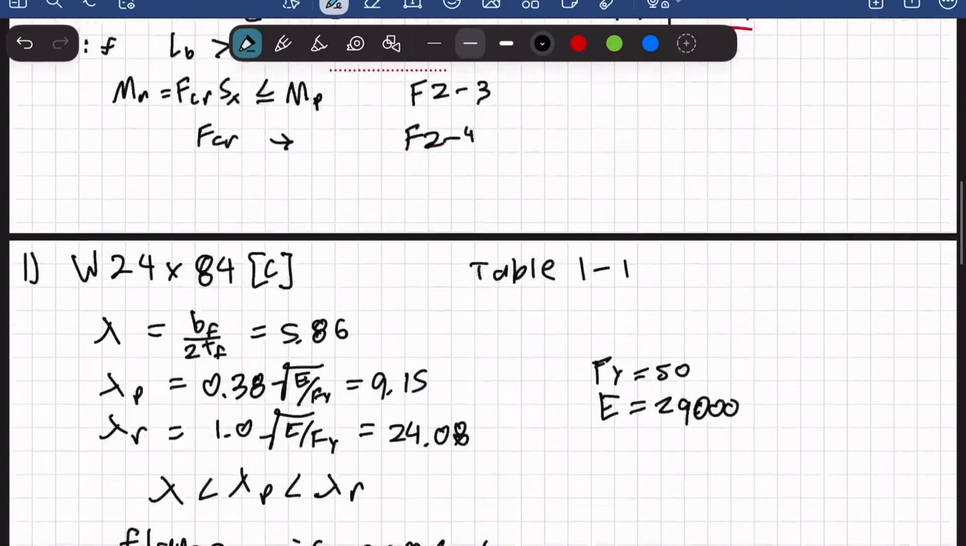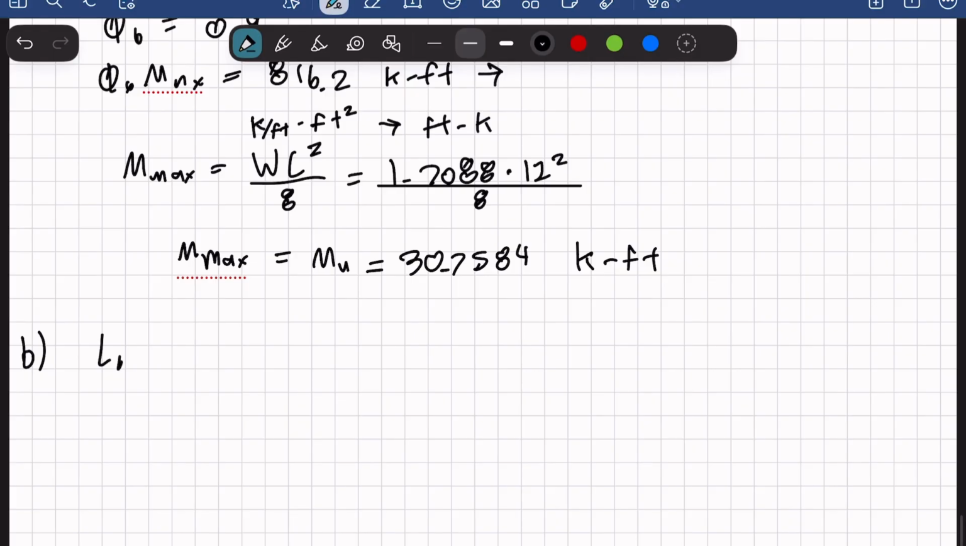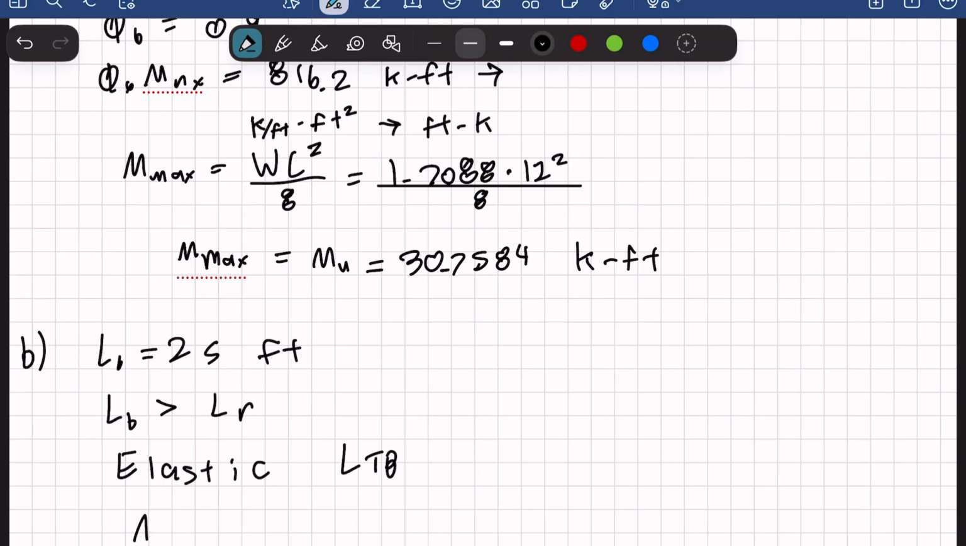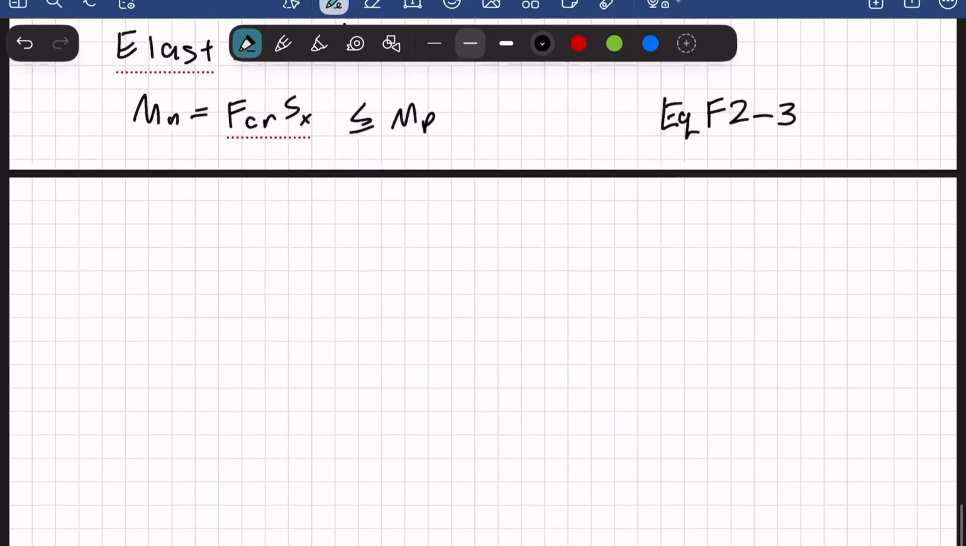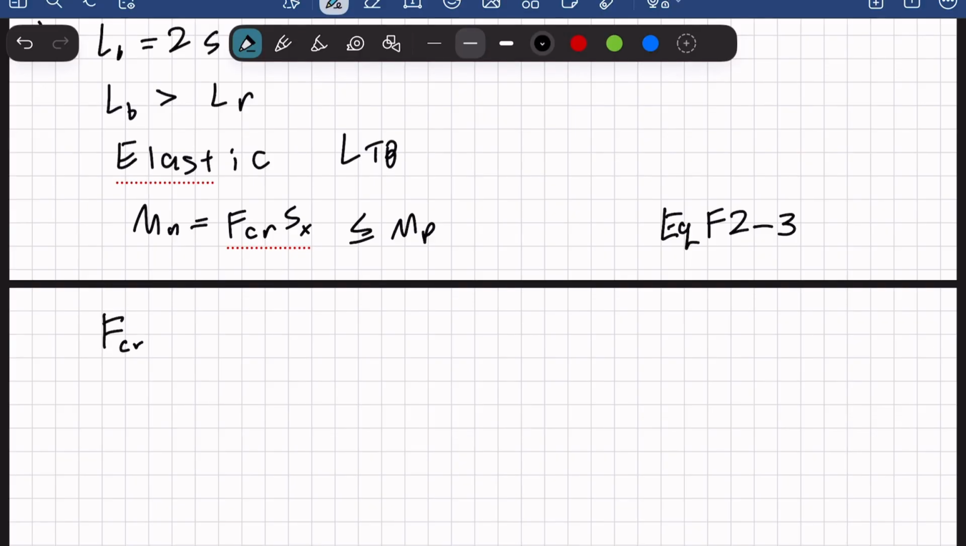All right, so now let's move on to part B, which has Lb equals 25 feet. Well, we've already done the whole rigmarole, so we know Lb is greater than Lr, which means we have elastic LTB that we're dealing with. Quite frankly, this is not super fun, because we have to do Mn equals Fcr Sx, once again less than or equal to Mp. This is from equation F2-3. But Fcr is really not a pretty equation. I'm not going to sugarcoat it. This is from F2-4.